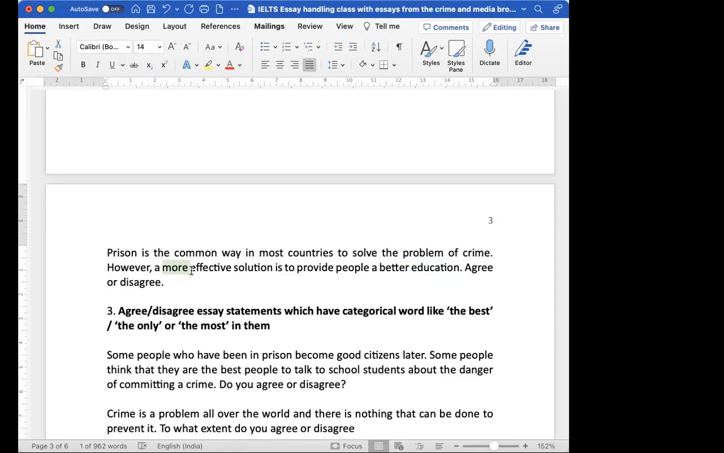Statement says prison अच्छा तरीका है. Okay, what was that? I couldn't understand.